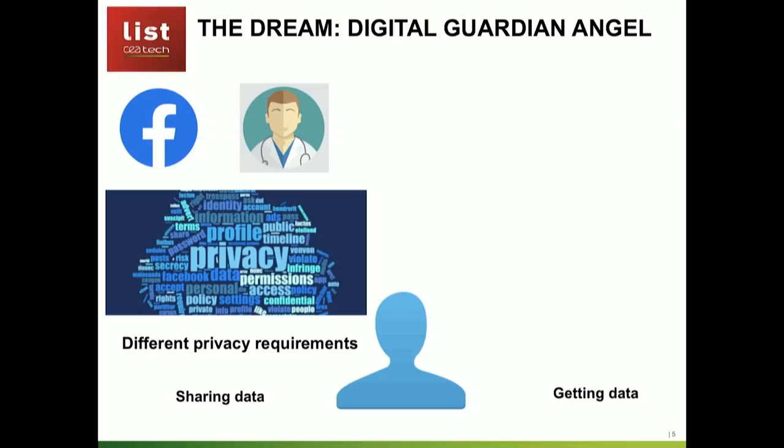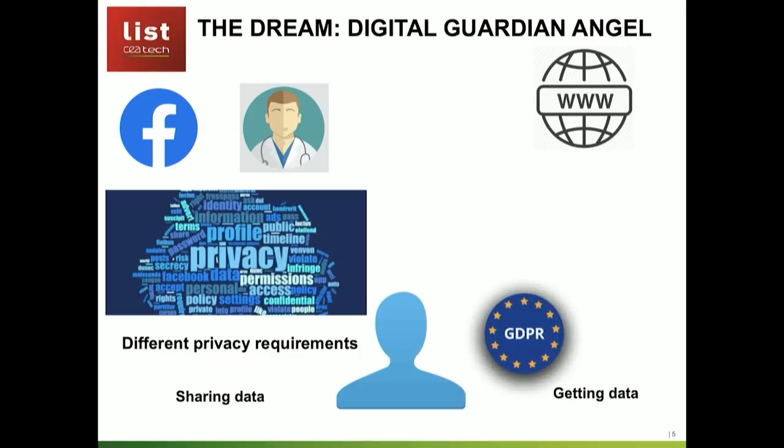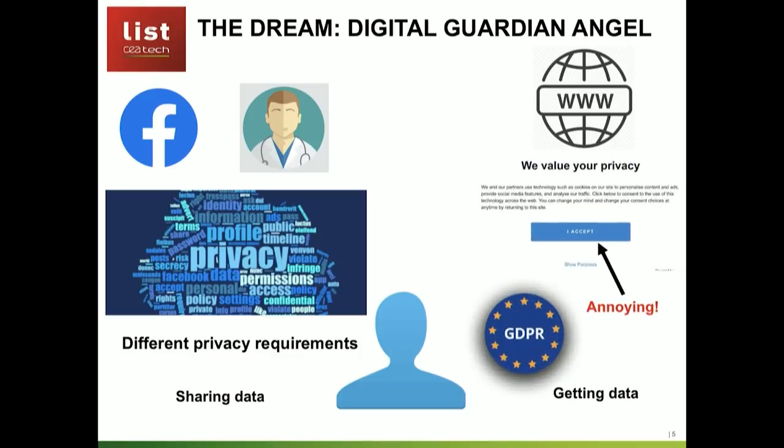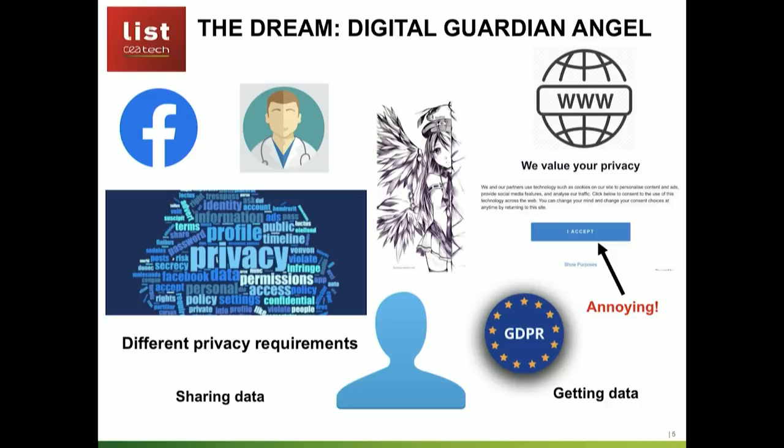The second topic is getting data from the web. There are several topics in it, but I will focus on what I just explained. Due to the GDPR, we have all these very annoying pop-ups. So one idea here is to have an intelligent assistant that will browse through the conditions and, knowing your profile, will click instead of you, so that it will be like the old web without all these pop-ups. All this will be done in the background by your assistant. That's why I need this digital guardian angel that will protect me both when I share data and when I get data.